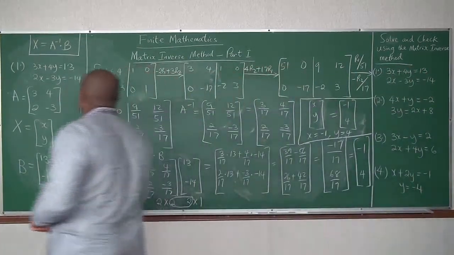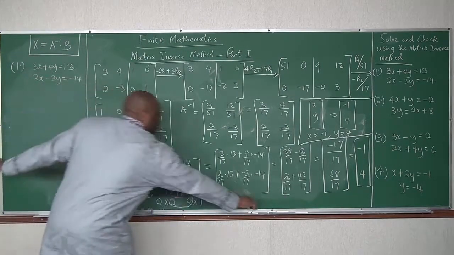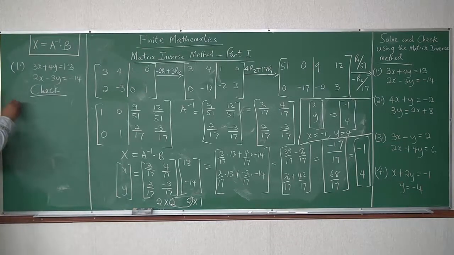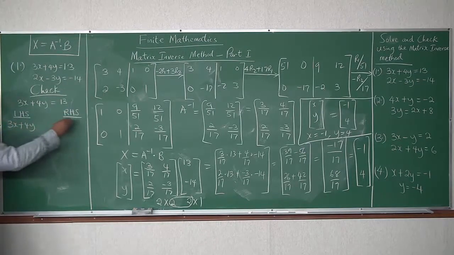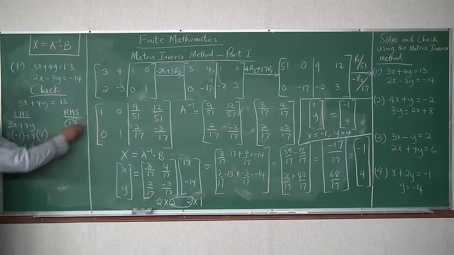Alright, the next thing to do is to check your work. So, let's quickly check this. It must work for both equations. We write equation 1, 3x plus 4y equal to 13. Left hand side, right hand side. This is 3x plus 4y. This is 13. So this is 3 times negative 1 plus 4 times 4. So this is negative 3 plus 16, and that is 13. 13 on the left, 13 on the right.